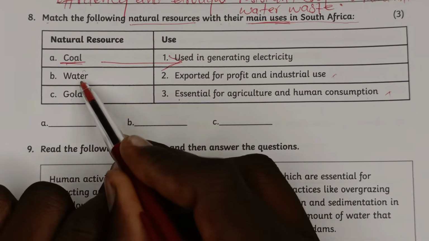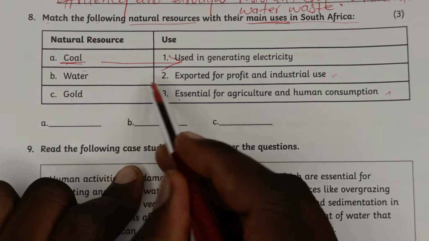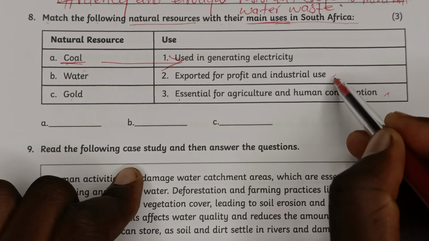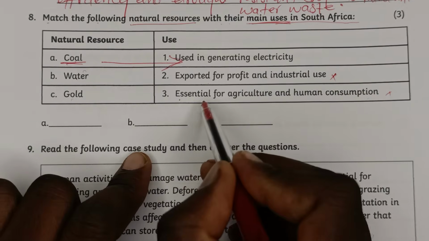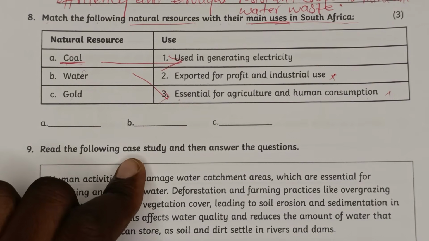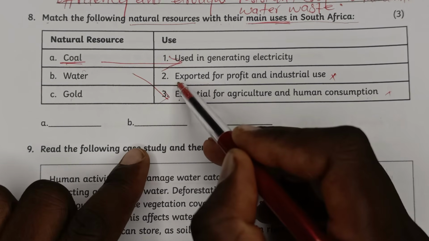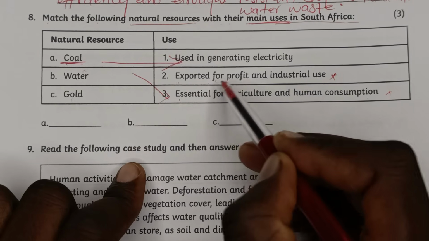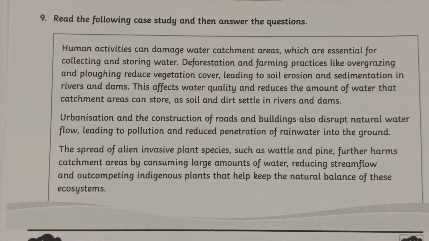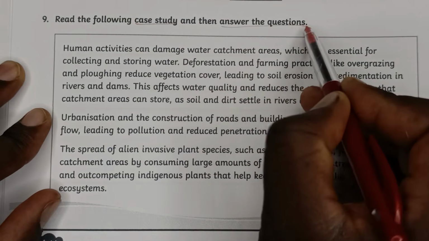Number 2, water. What is the main use of water in South Africa? Is it exported for profit and industrial use? No. Is it essential for agriculture and human consumption? Yes. So this is the correct one. Gold. What is gold's main use in South Africa? Exported for profit and industrial use. Correct.